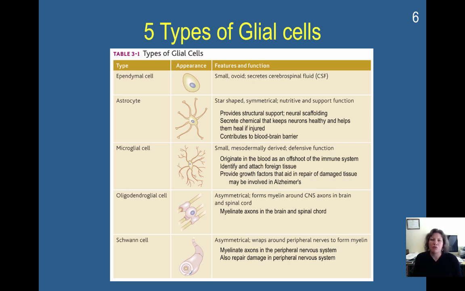So one of the things that researchers are trying to investigate is why here but not there? Why can something be repaired in the peripheral nervous system, but it can't be in the central nervous system? So if they can figure it out, then you might be able to heal injuries in the spinal cord that at one point would result in paralysis, for example.